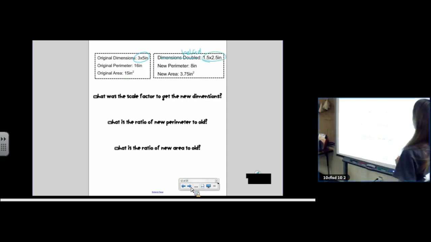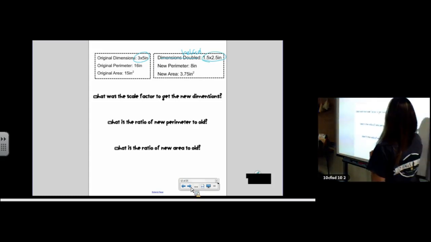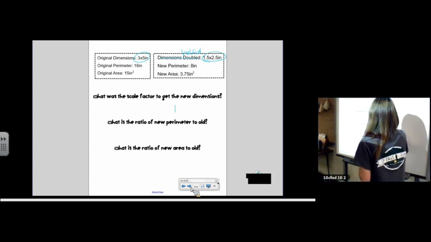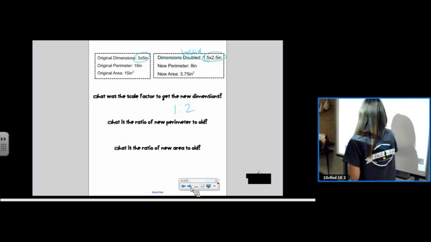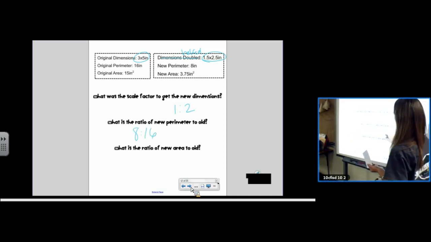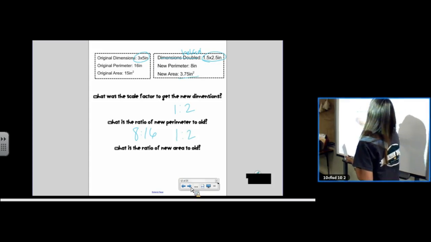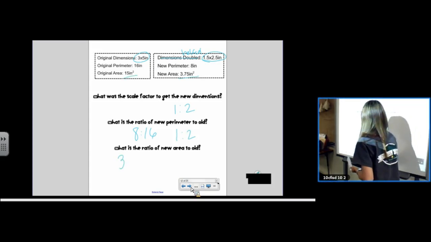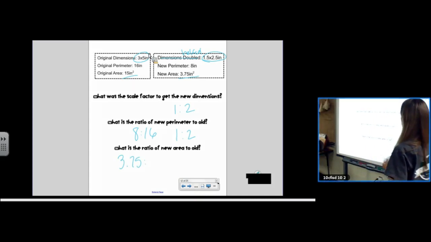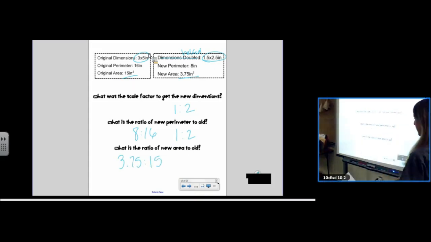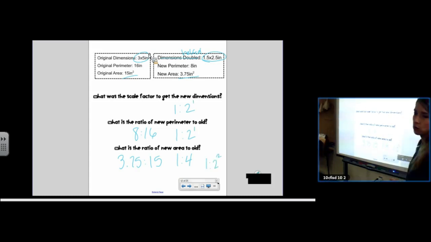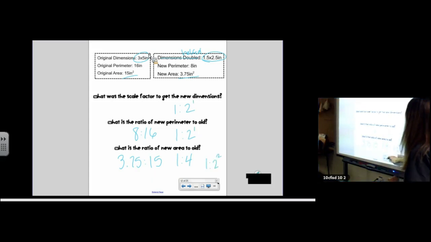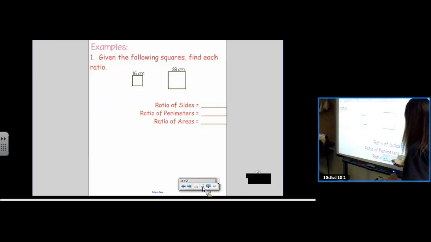I don't know. So when I have my dimensions, what's the scale factor of the new dimensions? It's 1/2. What's the ratio of the new perimeter to the old? 8 to 16 reduces to 1/2. And what's the ratio of the areas? Well, your calculator can tell you that 3.75 to 15 is not 1 to 2. It's obviously 1 to 4. So this is like 2 to the 1, 2 to the 1, and 1 to 4 is like 2 squared. 2 squared is 4. Let's try some examples so that this can make a little bit more sense.